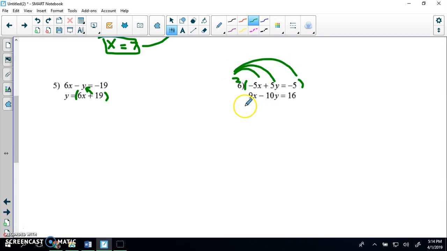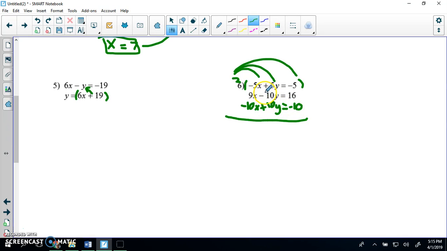I'm going to get negative 10x. And you know what? I'm going to pause it and write it out, so I'll save you some time. Okay, so I distributed that 2. I get negative 10x plus 10y equals negative 10.